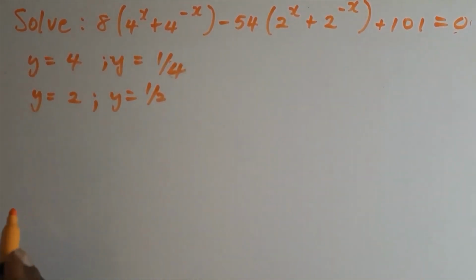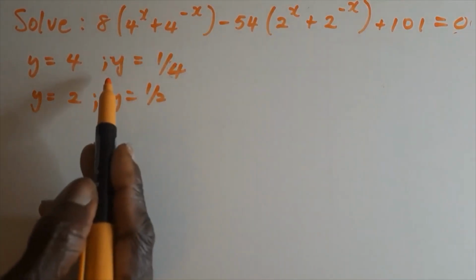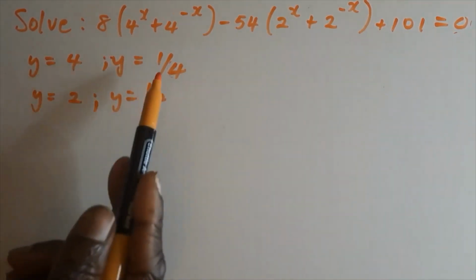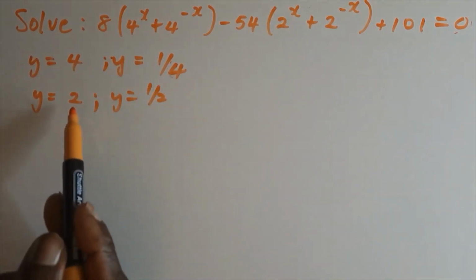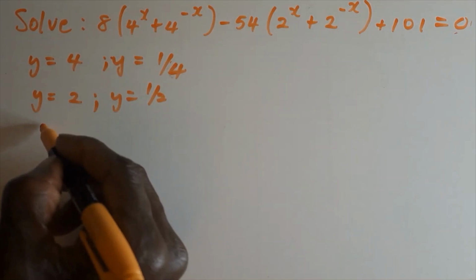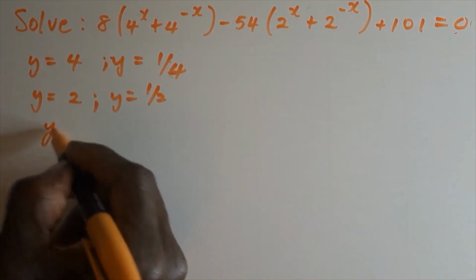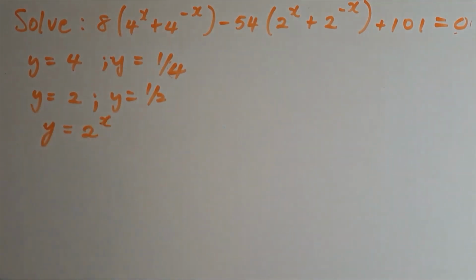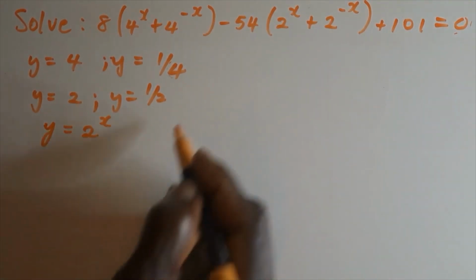Right, just to show you where we are, we now have these four values of y. We had y at 4, a quarter, and 2 and a half. And just to recap from the first video, we had that y is equal to 2 to the x. So now we can finally calculate the values of x.